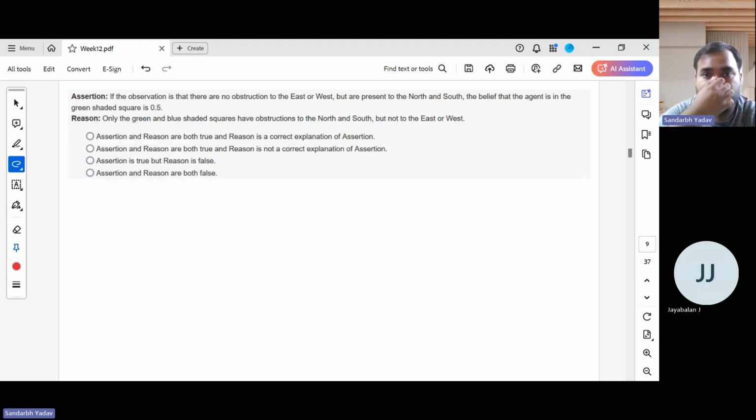So if the observation is that there are no obstructions to the east or west, but they are present to the north and south. So it is saying that there are no obstructions in east and west. You must be knowing these cardinal directions: north is this, south is this, east is on the right, and west is on the left.